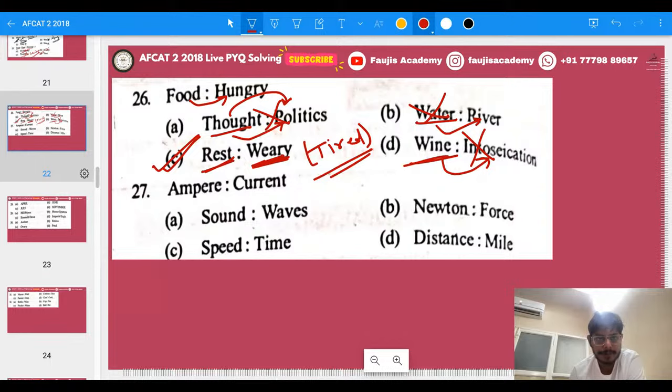Question number 27, guys. Answer this one quickly. If you guys answer this one, then I can keep on moving. Only four of you are here.